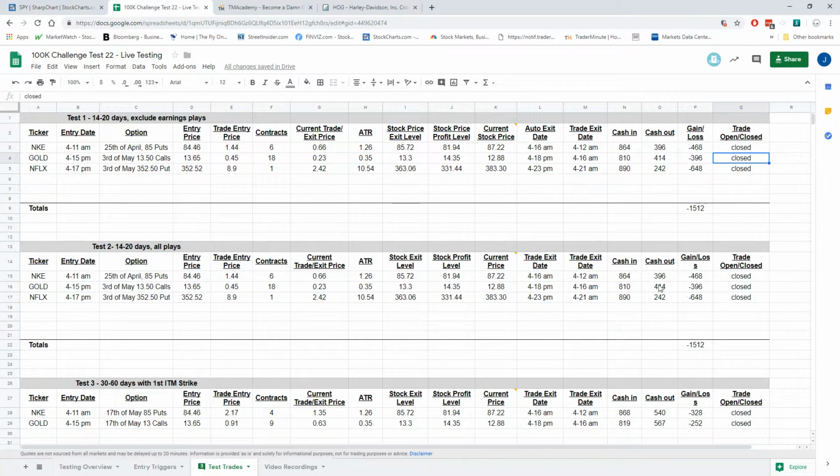Pretty straightforward, pretty self-explanatory. There have been some very valid questions coming in about stock exit level, stock profit level, the trade entry price versus the entry price. So this is just the stock entry price, and the trade entry price is the option price there.